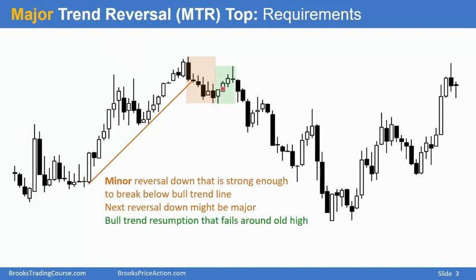Minor reversal. The bull trend resumed, but it did not get very far, and it failed around the old high. Head and shoulders top. Expect a second leg down. Wedge top. Expect at least 2 legs down, 1 pullback 2. Traders will sell below here, either for a swing or simply for a scalp down for a second leg.